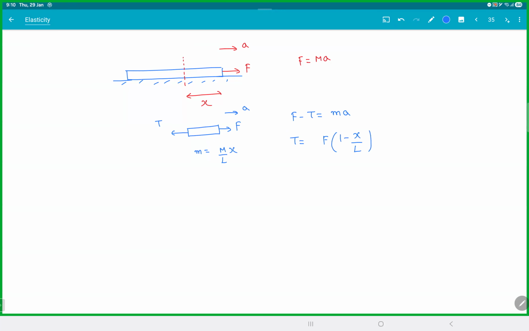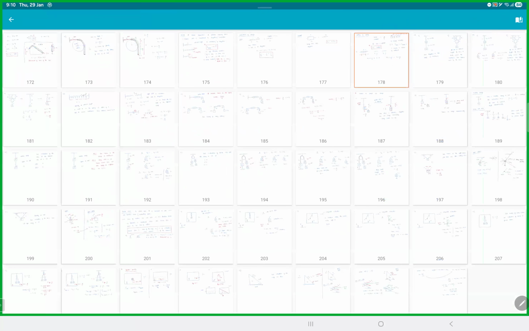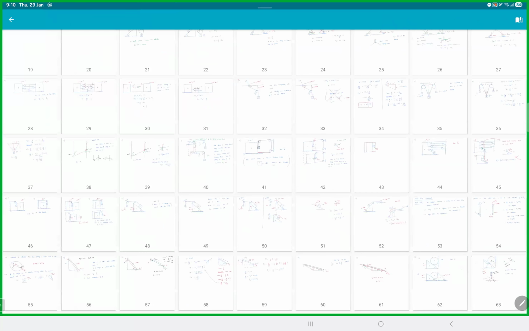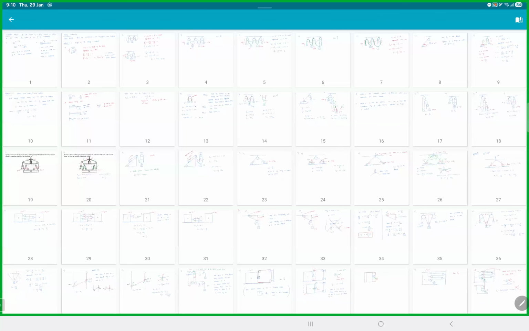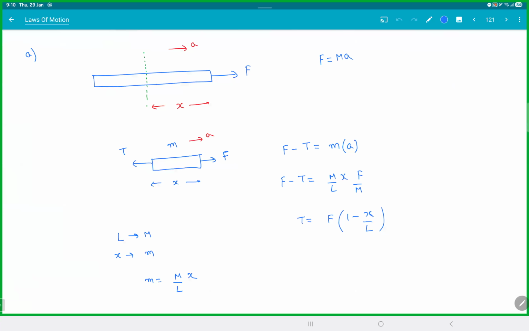This you should know. Matlab, this thing came from Newton's laws of motion. We have done this. Exact same question we have done. Here. There. Can you see? Exact same question.